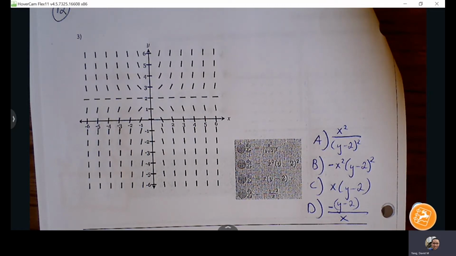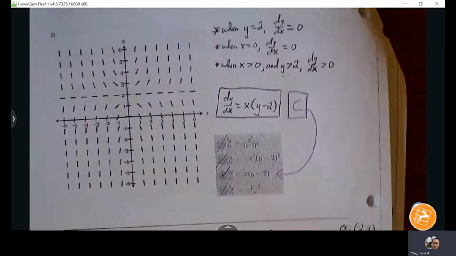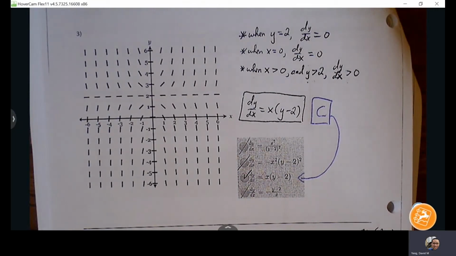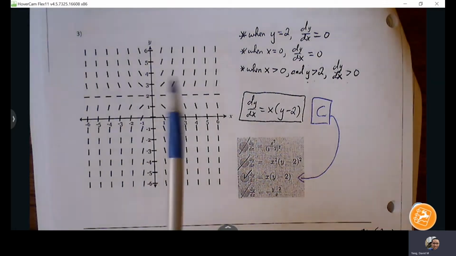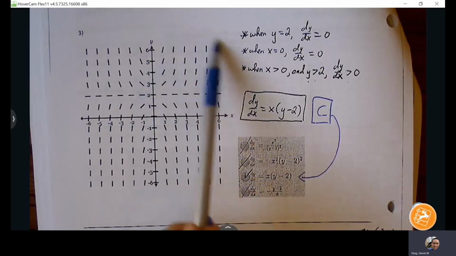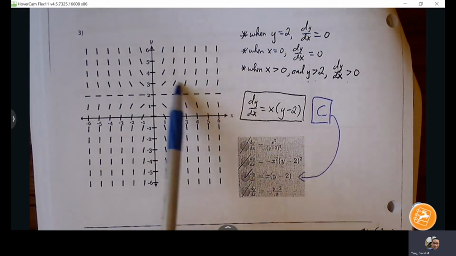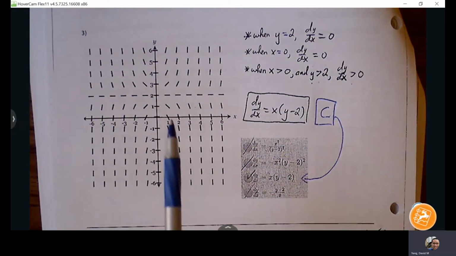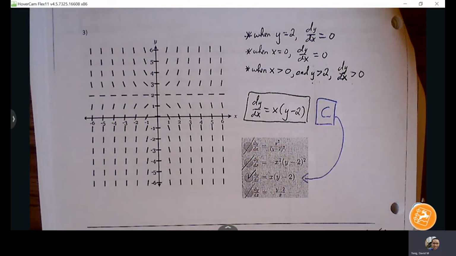Any guesses for number three? C, yeah. So I'm focusing on this portion here. For any value where x is in the first quadrant and y is greater than two, I should be getting all positive numbers. And this is the only one that's going to give me a guaranteed positive there.